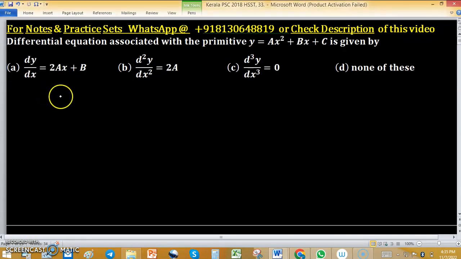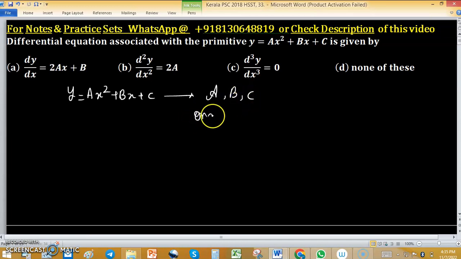The differential equation associated with the primitive y = ax² + bx + c. Primitive means a solution of some differential equation. For this, we have the solution y = ax² + bx + c. In this solution we have three constants a, b and c. These are arbitrary constants. The order of the differential equation will be the number of arbitrary constants, and we have three arbitrary constants. That's why option C will be correct.